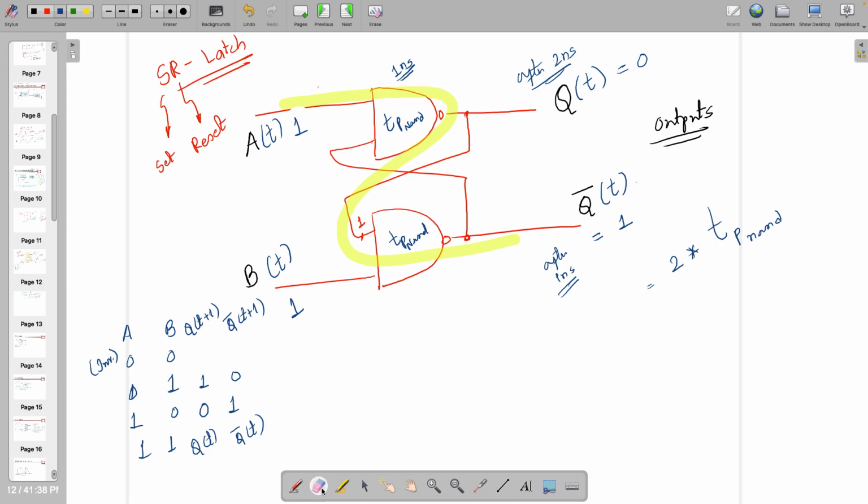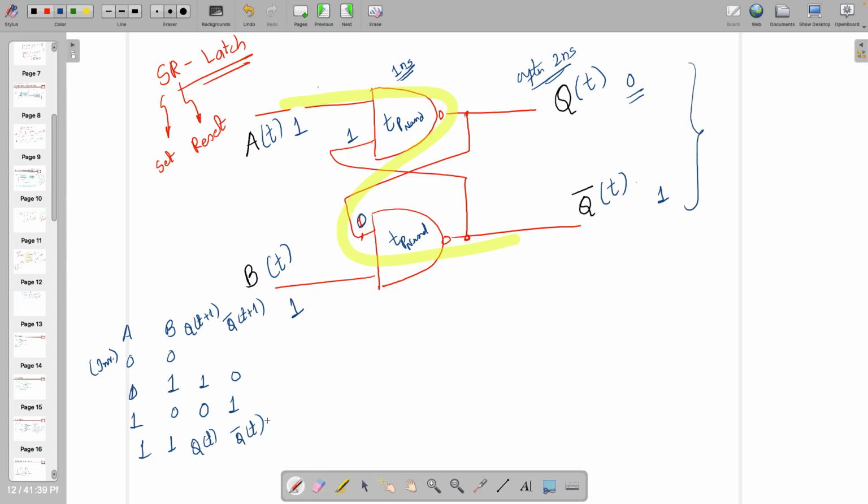Let's assume some previous value here. Which one do you like? If you like 0, and let's say this is 1, then 1 and 1 is going to be 0. 0 is coming here, so 0 and 1 gives 1. It's not going to change this value in any condition. Whatever valid values of Q and Q bar you keep, that condition is going to give you the previous state.